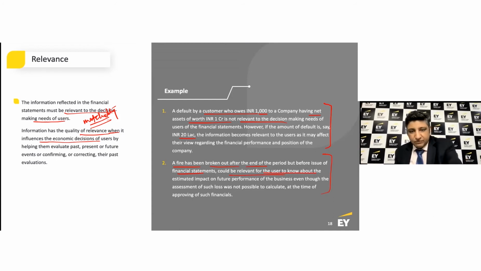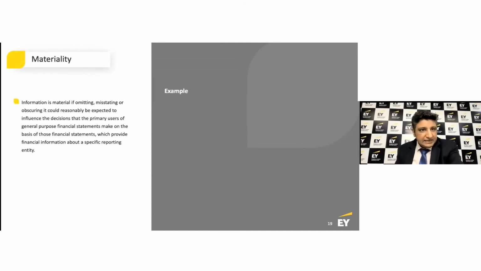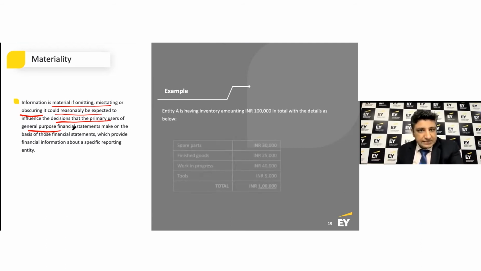So materiality, of course, goes in line. Information would be material if, for example, omitting it, misstating it, or not allowing it to be shown, obscuring it, could reasonably be expected to influence the decision, right? So we are going a little broader, where even if there is a belief that it can influence somebody's decision making, then you need to take care of that. You can't just ignore that information, for example, right?